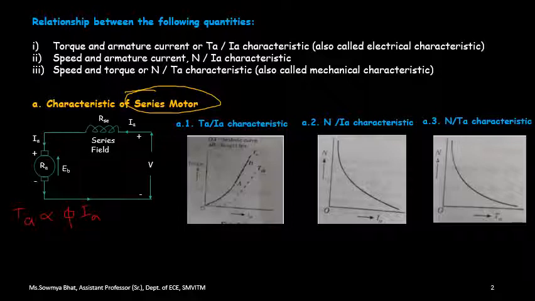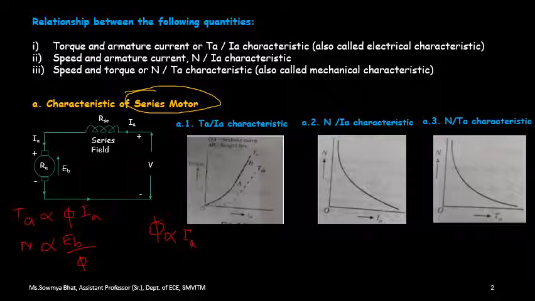And from the second characteristic, speed versus the armature current, we concluded that N is directly proportional to EB divided by phi. Apart from this, we know for a series motor, phi is directly proportional to the armature current IA. So this much relationship is clear for us.